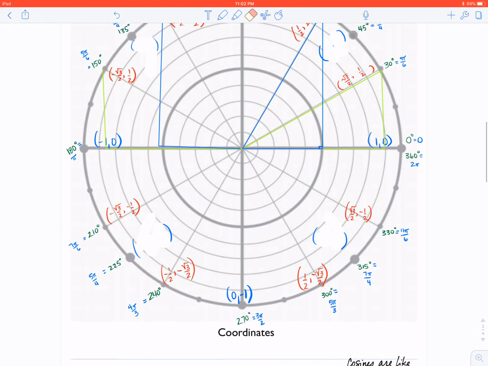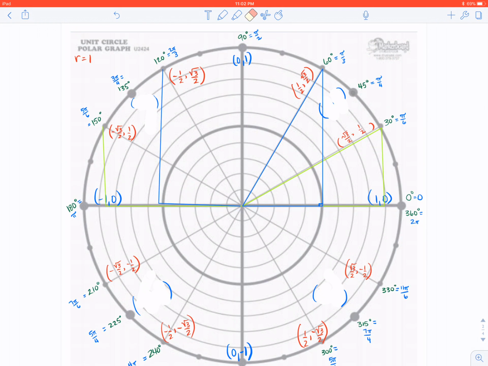So that shows you all of the 30, 60, 90 positions, the 30 and 60 positions, the pi over 3s and the pi over 6s.